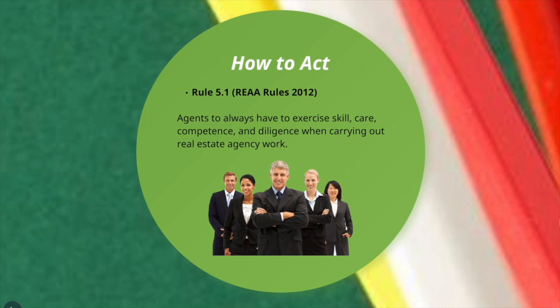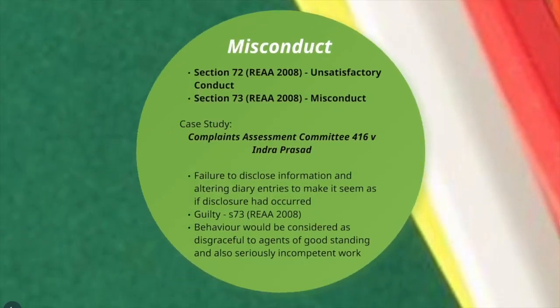Therefore, the agent should be careful in making any statements to potential purchasers to not be liable under Section 72 for unsatisfactory conduct and Section 73 for misconduct. In the case of the Complaints Assessment Committee 416 and Indra Prasad, Ms. Prasad was found guilty on charges of misconduct and disgraceful misconduct for failing to disclose information of a road widening project that would affect the property to all prospective purchasers, as well as altering documents to make it seem as if she had disclosed this information.